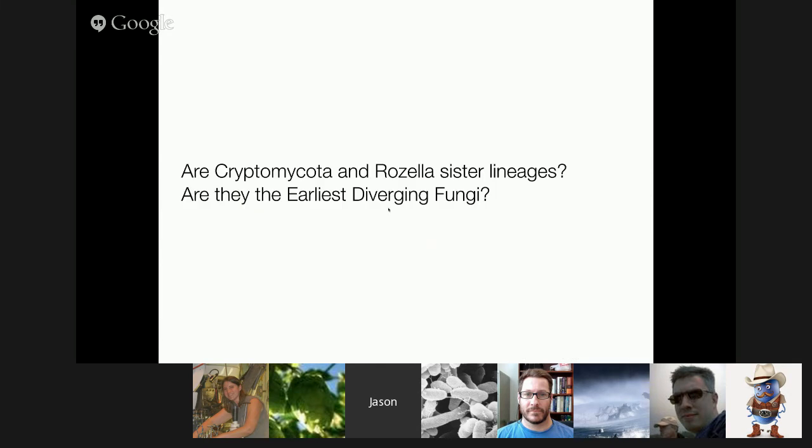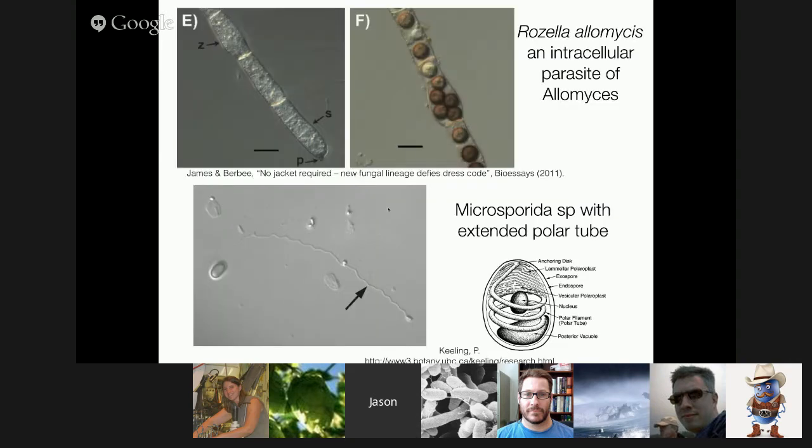And so one of the questions that came out of this was, well, that's just from one gene, and how confident are we that this Cryptomycota and the Rozella are really sister lineages, and where do Microsporidia fit? Again, Rozella is this intracellular parasite of another chytrid fungus called Allomyces. Rozella is labeled F here, these spores that look kind of spiky, and they're inside another fungus. They're a mycoparasite, and we think they're this earliest branch.